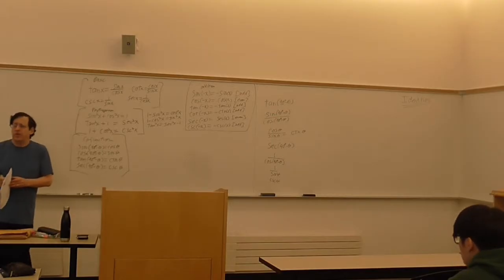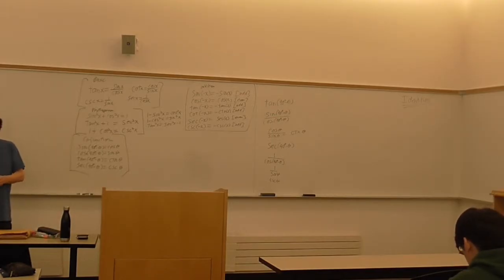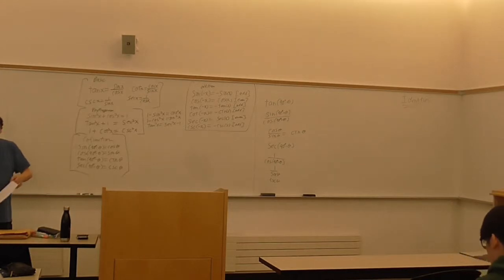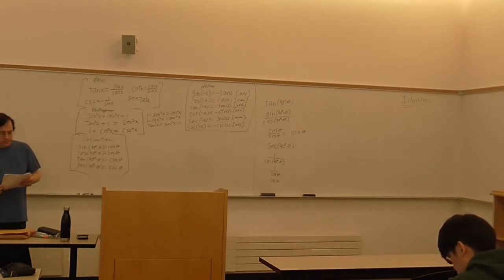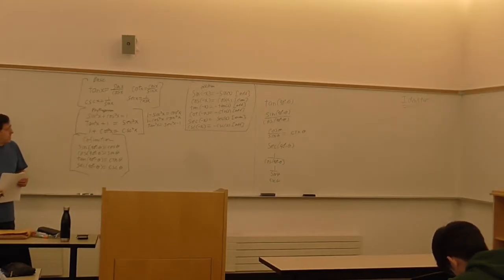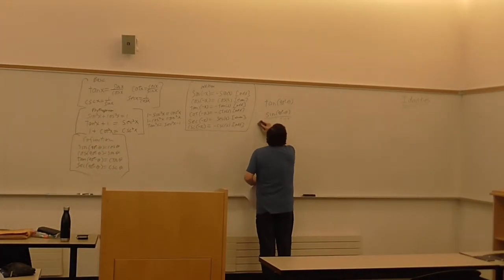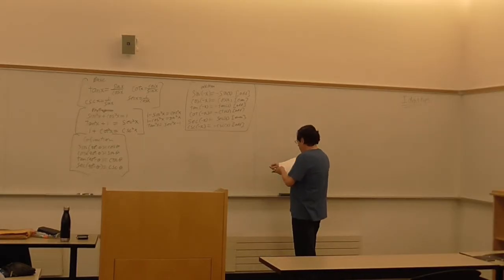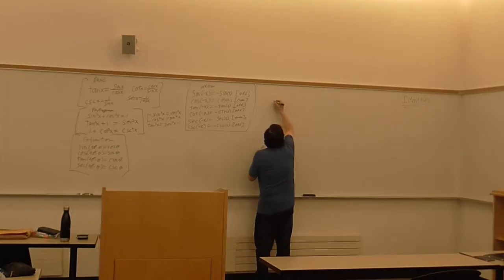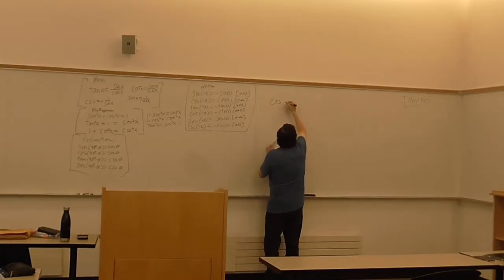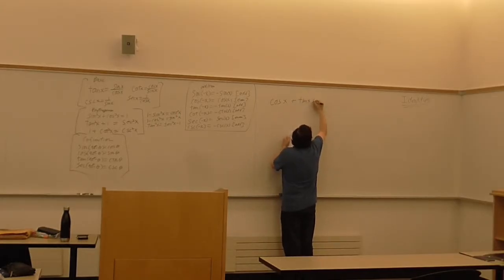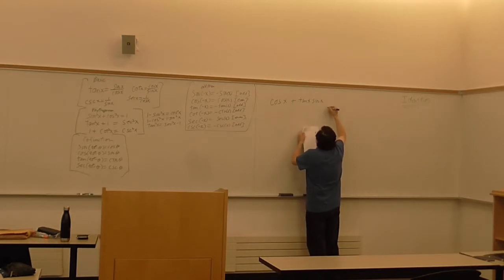Okay, that's a basic set of identities that we're going to use to solve or prove other identities. Let's look at something a little more meaty. Let's look at the identity cosine of x plus tangent of x, sine of x equals secant of x.